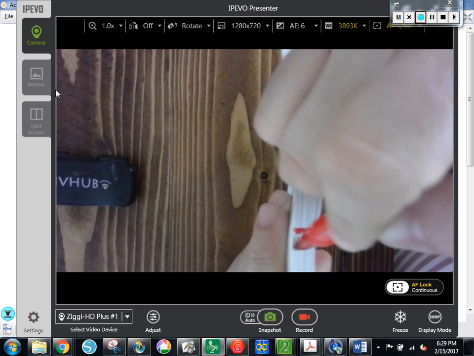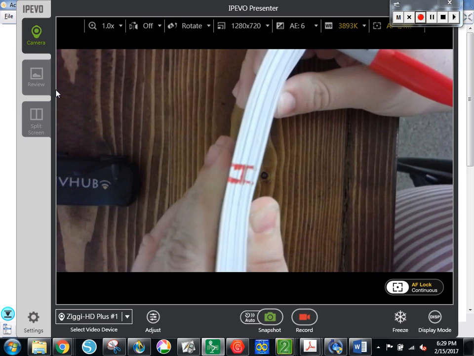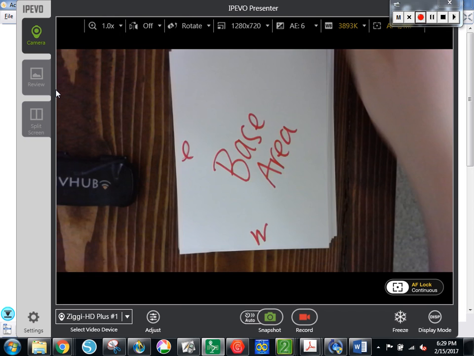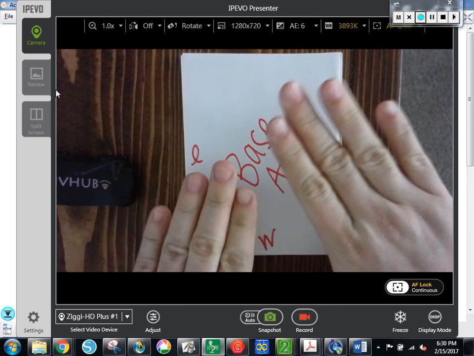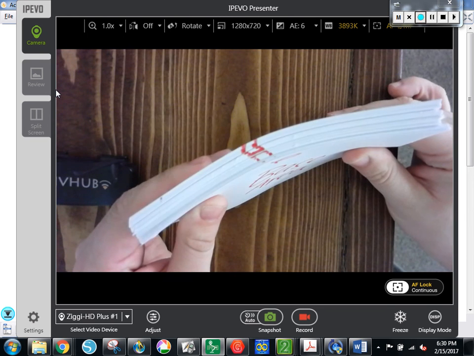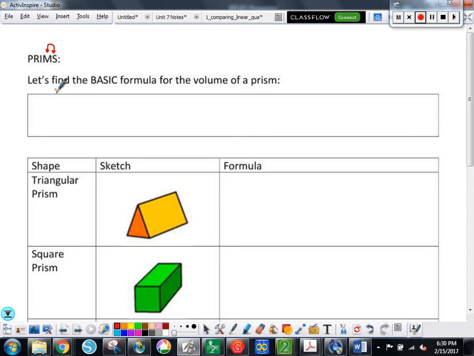Can you see that? Was that worth it? By the height. So if I want to find the volume of a solid, all I have to do is take the area of whatever base I have and multiply it by the height of the solid. So let's find the basic formula for the volume of a prism. The volume equals the base area times the height of the solid.